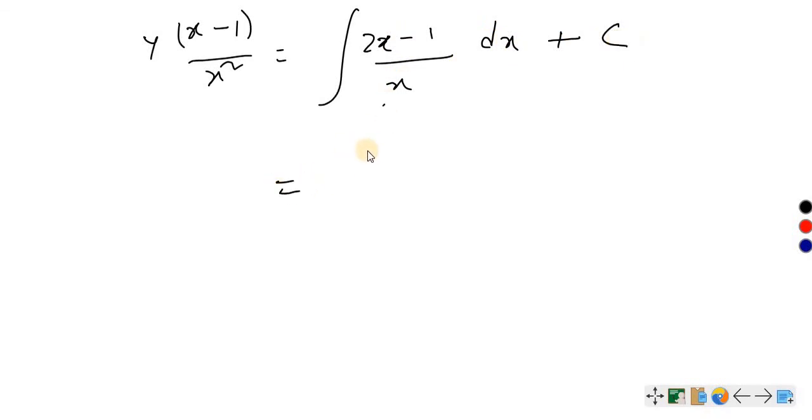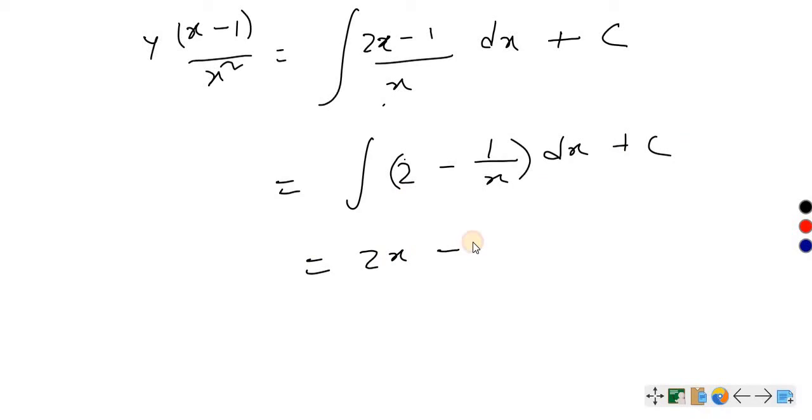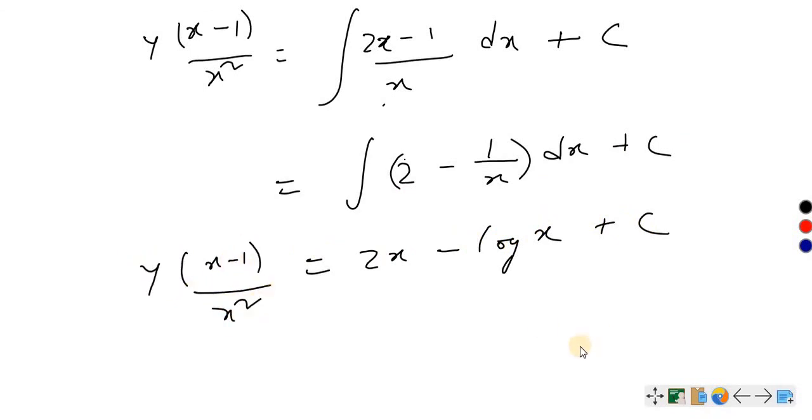If you integrate this, we can simply write it as 2 − 1/x. So this will be 2x − log x + c. So this is what we are getting. This is our solution. In this way we can solve linear differential equations.